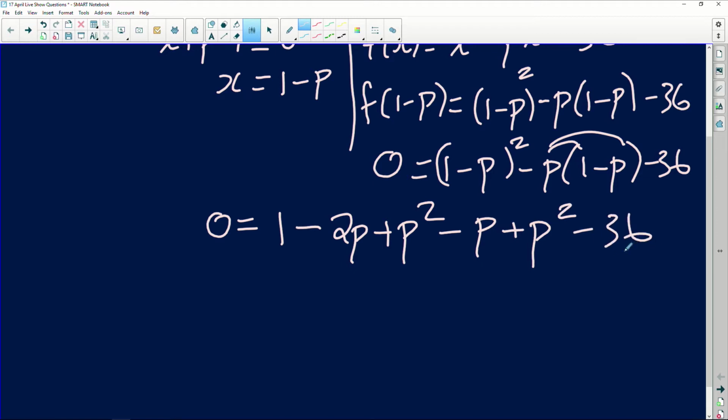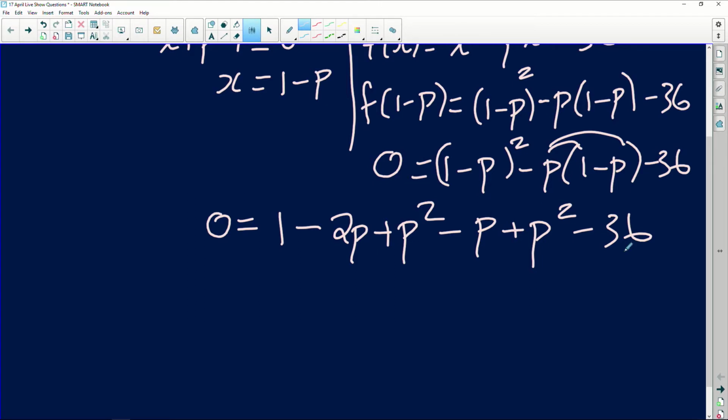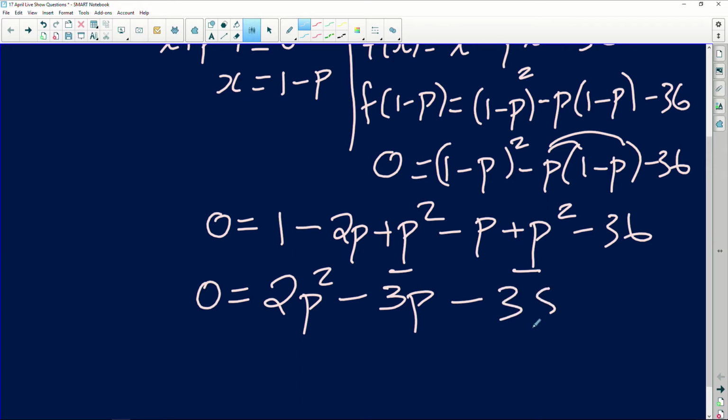Right. Now, after you have done this, it is very important for you to notice that you now need to group the like terms, all the p squared together, the p's and the constants, put it in standard quadratic form and try to simplify and solve for p. So let's see what will happen when I do that. My common terms here are p squared and p squared. When I add those, I'm going to get 0 equals 2p squared. And when I look at the p's here, I've got minus 2p as well as minus p, which will give us minus 3p. And I have 1 as a constant as well as minus 36 right there at the end. This will give us minus 35. Then you continue to solve this.